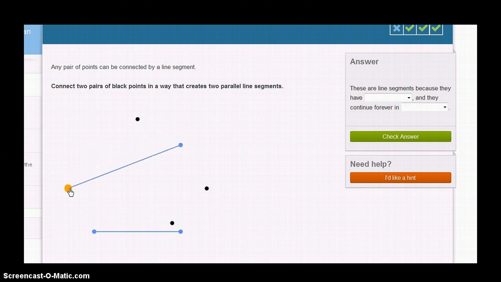I could create a segment that connects this point to this point, and then another one that connects this point to this point, and they look pretty parallel. In fact, I think this is the right answer.